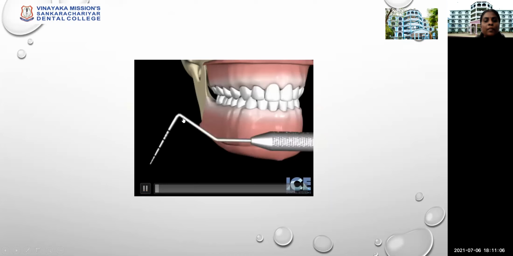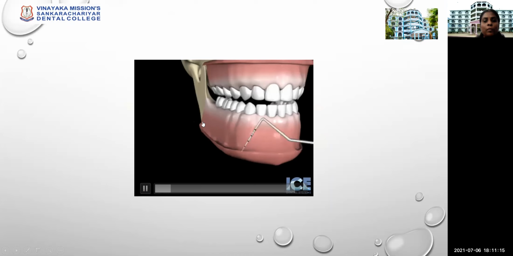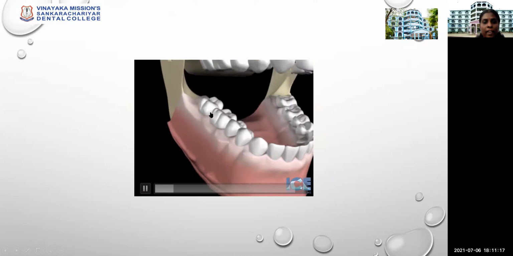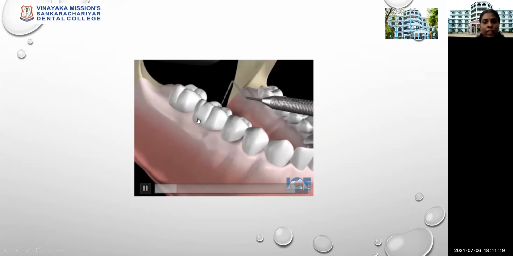So this is the Williams periodontal probe. It has markings 1, 2, 3, 4, and 6, up to 10 markings, and it is used to measure the periodontal pocket. Can you see here? It is a healthy gingiva, and the normal sulcus depth is only 2 to 3 mm.